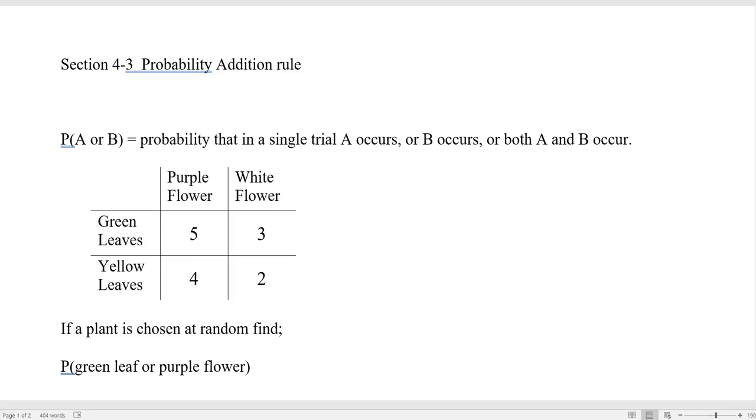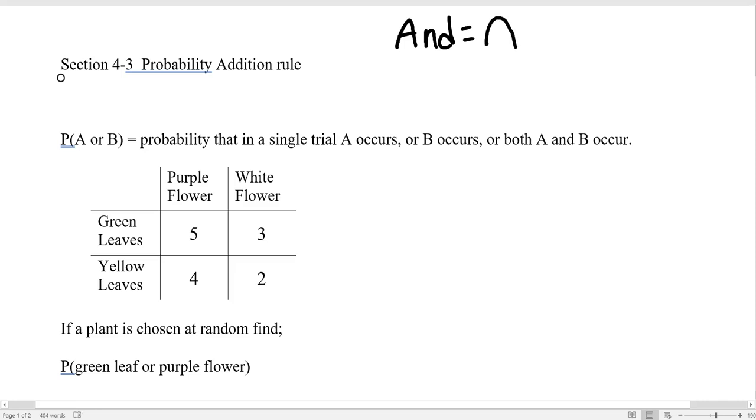For section 4.3, we're going to be continuing our probability with the addition rule. The key phrase you need to focus on here is that we're going to be using the words "and" and "or." So "and": we sometimes will use a symbol like this for "and." This is exclusive.